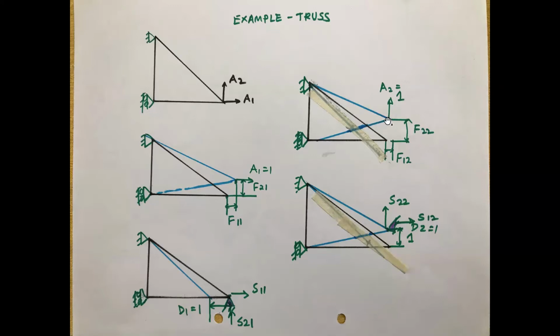Now A1 is equal to 0 and A2 is equal to 1. So in F12, the first subscript says that it is a horizontal displacement. The second subscript says that it is because of the unit load A2 equal to 1.